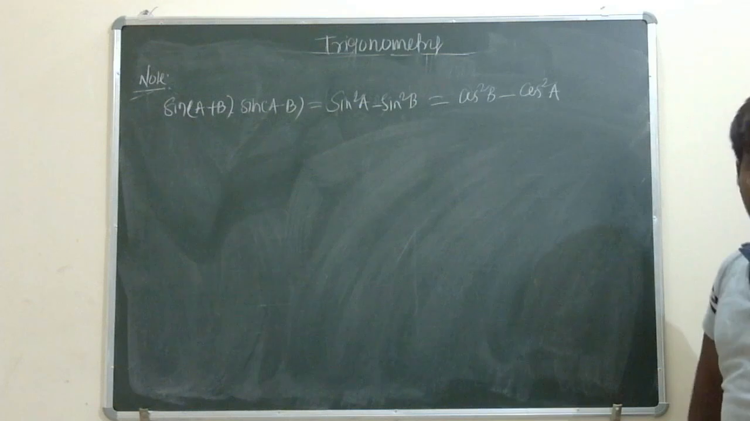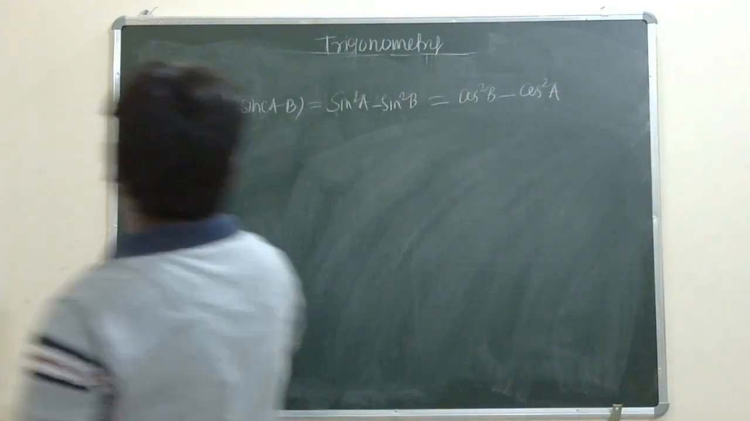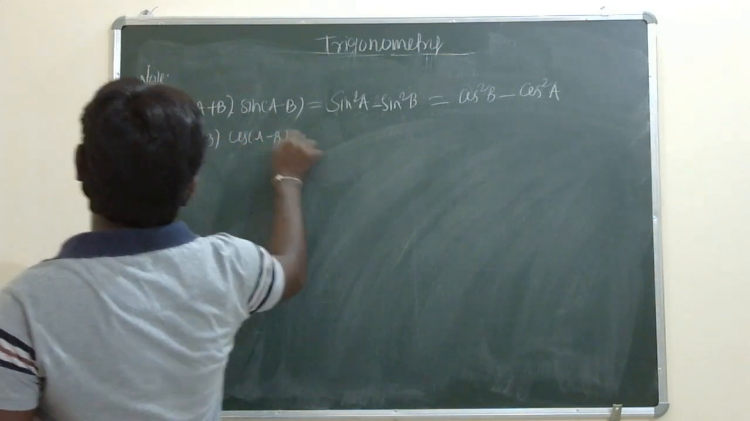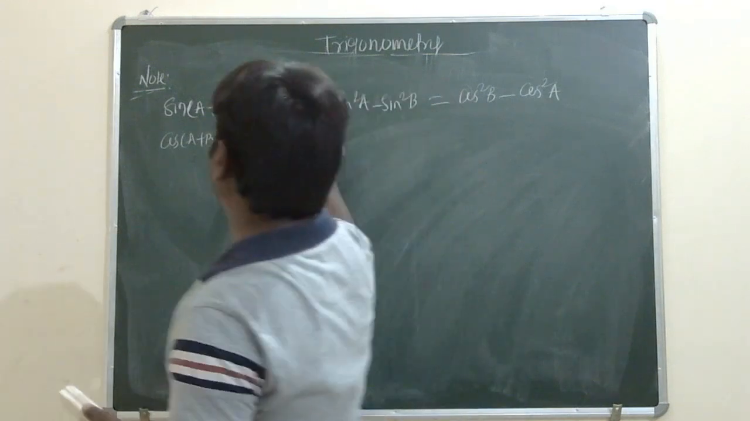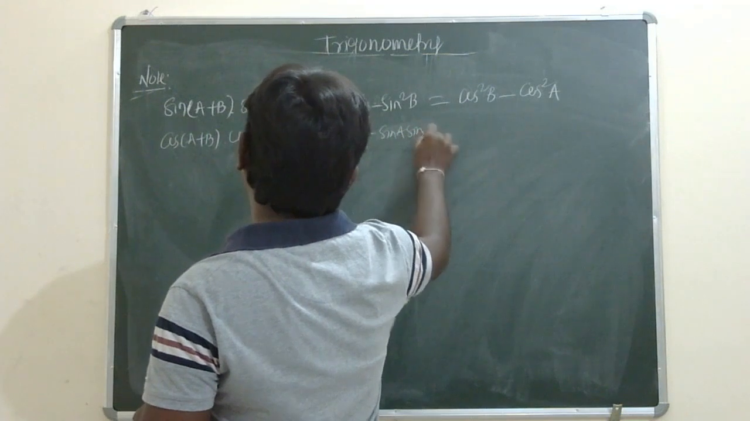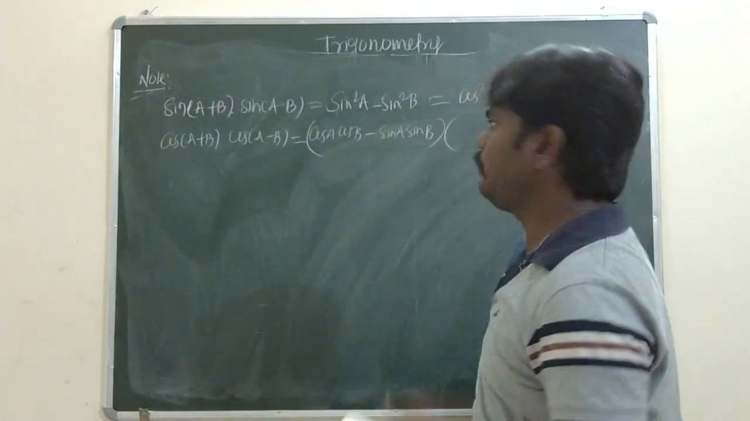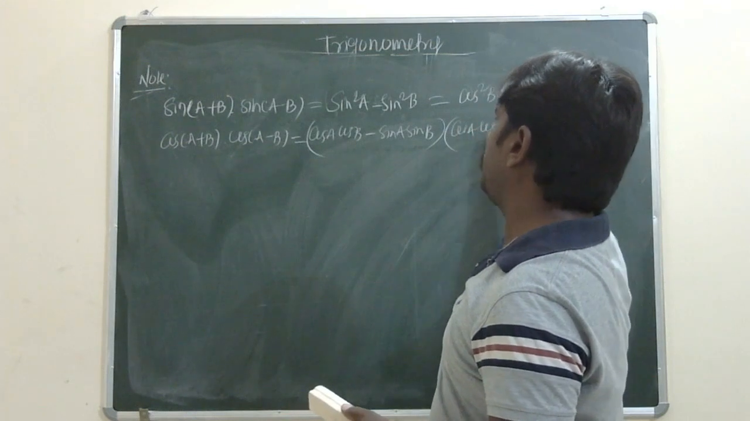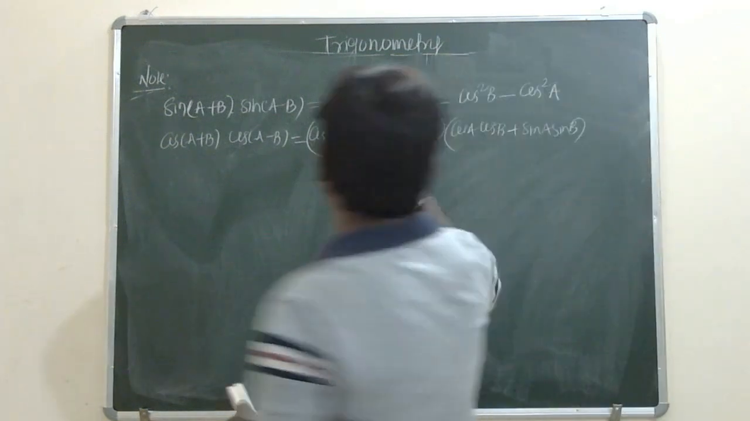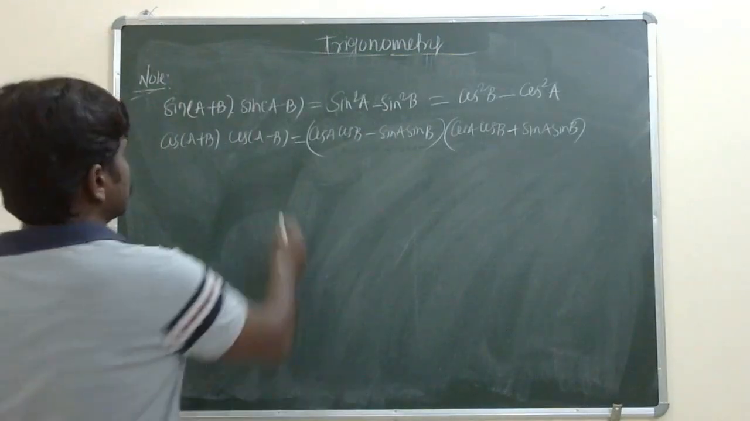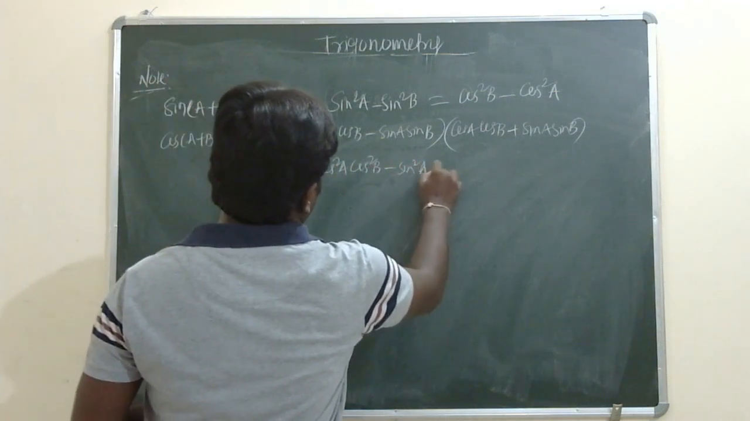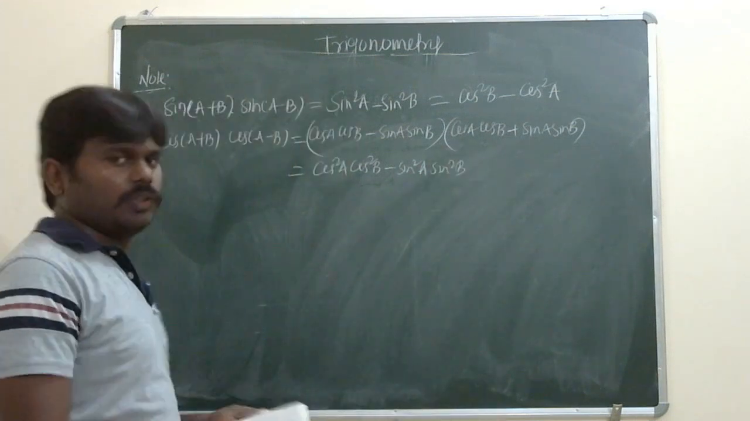Next we have cos(A plus B) cos(A minus B). Here is the cos(A plus B) expansion: cos A cos B minus sin A sin B. Cos(A minus B) means cos A cos B plus sin A sin B. So again it is in the form of (A minus B) and (A plus B), so A square minus B square, that means cos square A cos square B minus sin square A sin square B.